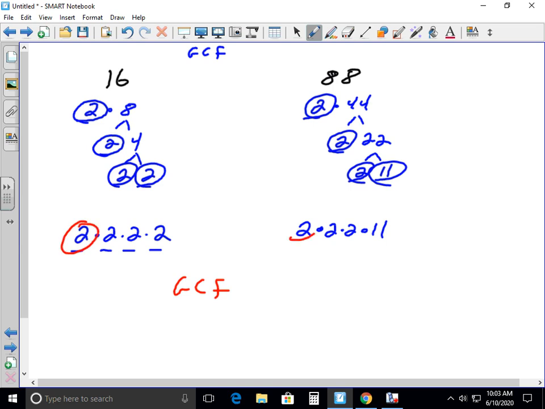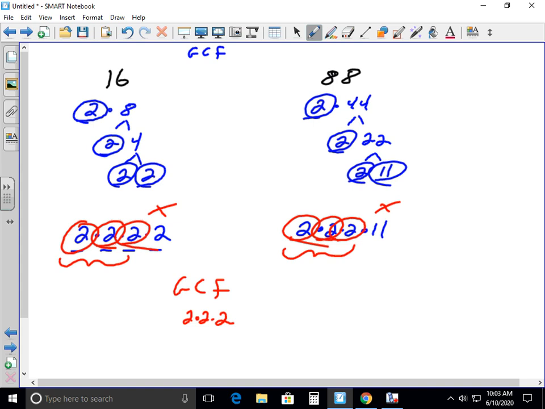Both of them have a 2. Both of them have another 2. Both of them have another 2. Now they don't both have 4 2's, and they don't both have an 11. So both sets have 3 2's in common. Notice 2 times 2 is 4. 4 times 2 is 8. So we can get the greatest common factor that way. It's whatever they have in common out of the prime factorization.